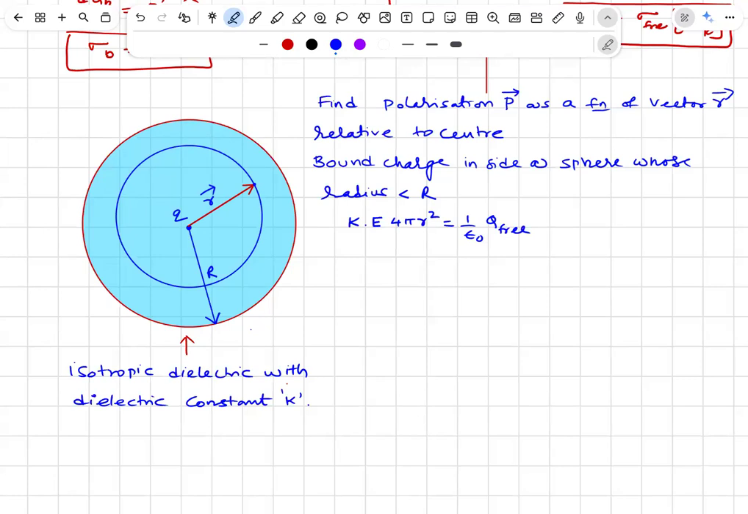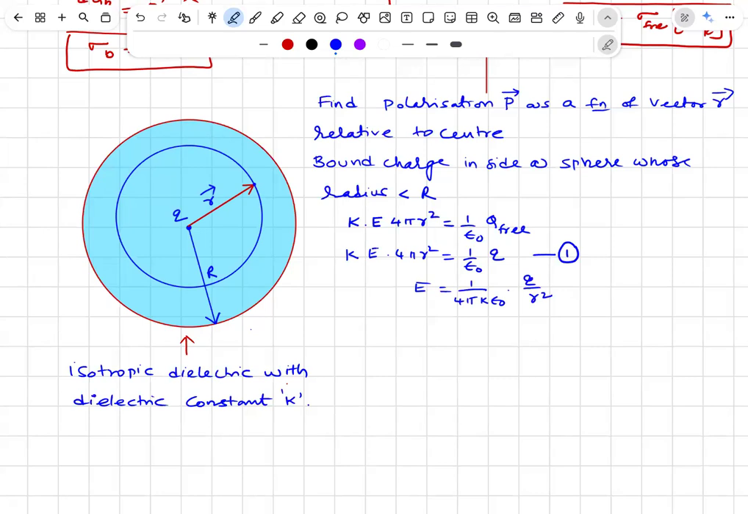Any student having doubt on this? Boys and girls? Sure. Dielectric constant times E times 4 pi r square is 1 by epsilon naught times Q free. What is the free charge here? This allows me to write E at that point as 1 by 4 pi K epsilon naught times Q by r square. Are we clear?